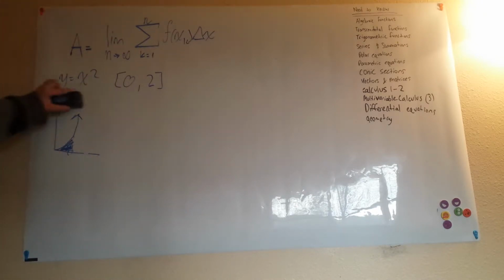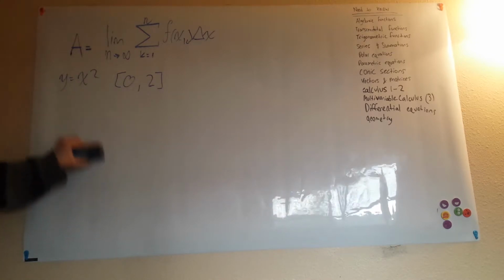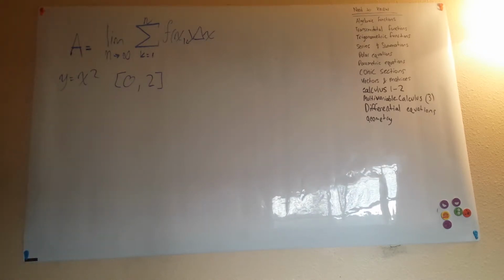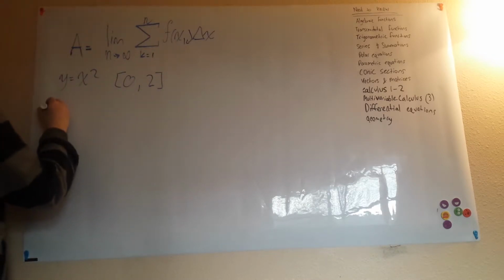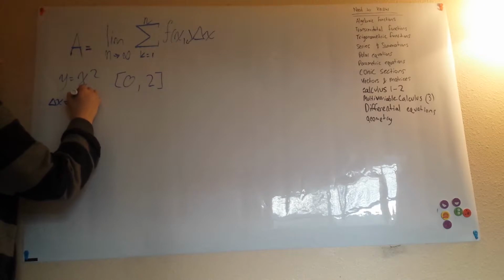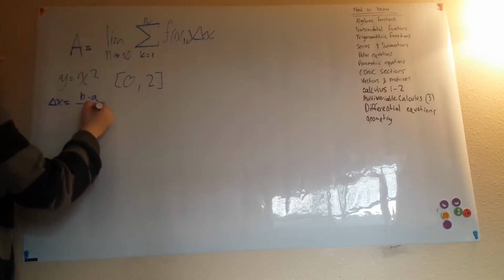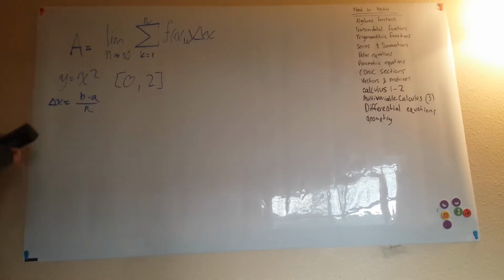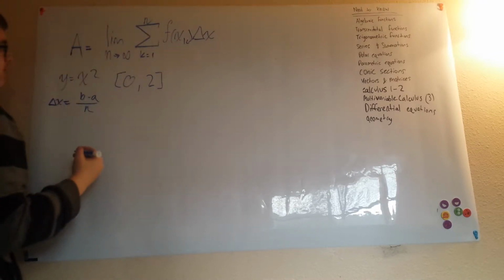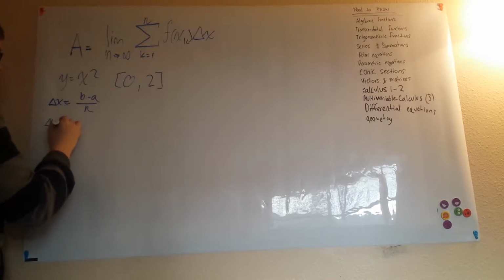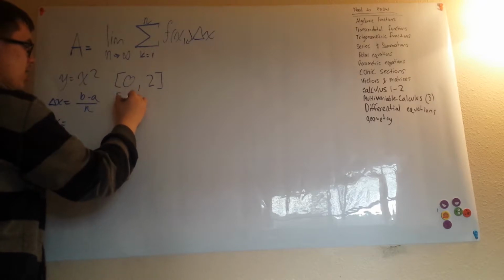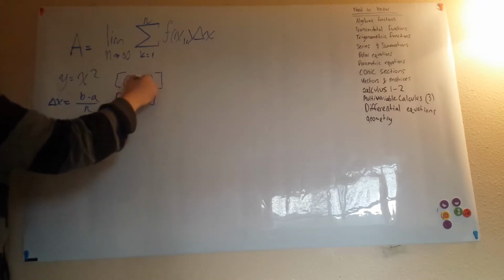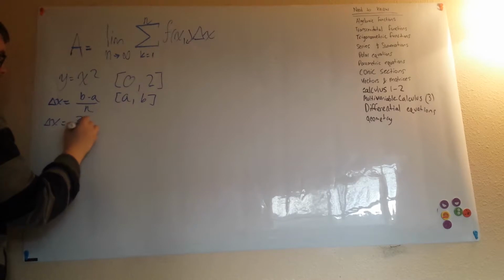So we need two pieces. We need the delta x and the f of x sub k. Well, delta x is just b minus a over n. How many rectangles are we using? Well, we're going to use infinitely many, but we're just going to say n for now. So what's b minus a? This is from a to b, right? Well, b minus a is just 2 over n, right?